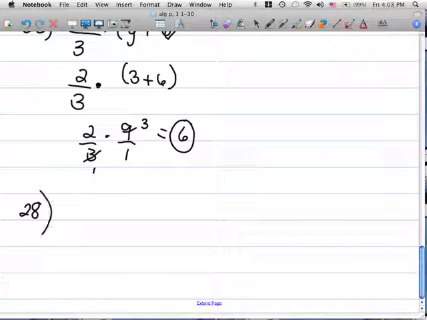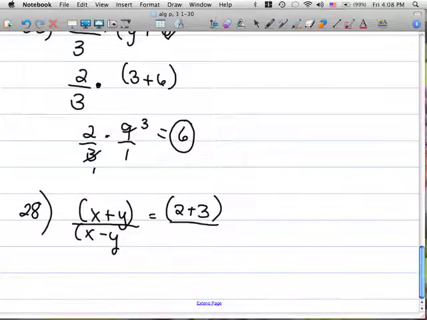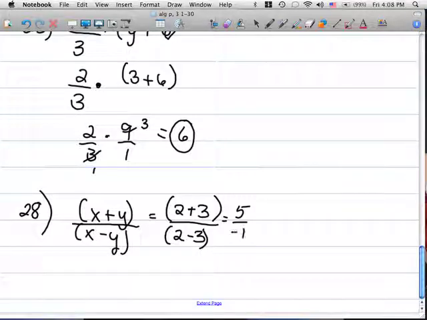Number 28, we have the quantity x plus y divided by the quantity x minus y. This is very similar to the one I did for the examples. So in parentheses on top, it'd be x plus y, which would be 2 plus 3. And on the bottom, you have x minus y, which is 2 minus 3. So 2 plus 3 is 5, and 2 minus 3 is negative 1.